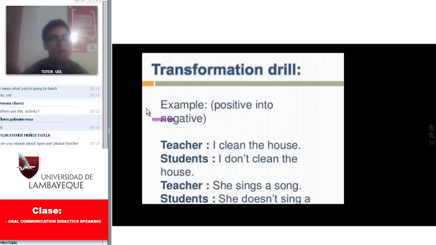Maybe you can ask one by one. So you can ask one student, you will say something in positive, and the student is going to tell you negative, right? And then you can ask the next student, and so on. But sometimes it takes a lot of time if you ask one by one. So in this kind of activities, in this kind of drills, it's better to do it chorally instead of individually, because of the number of students we have in a school, you know?